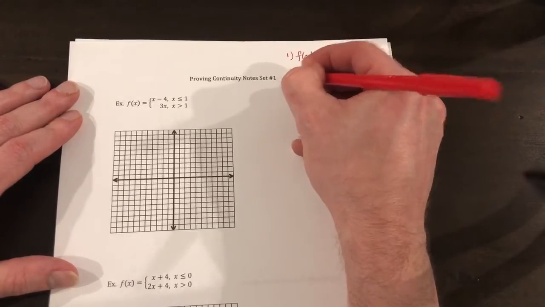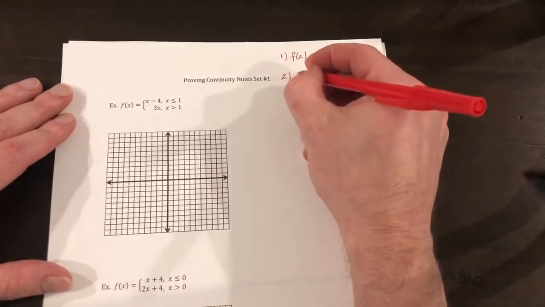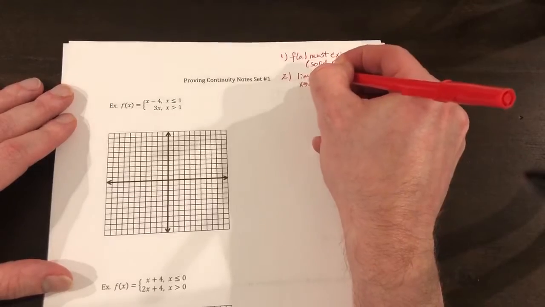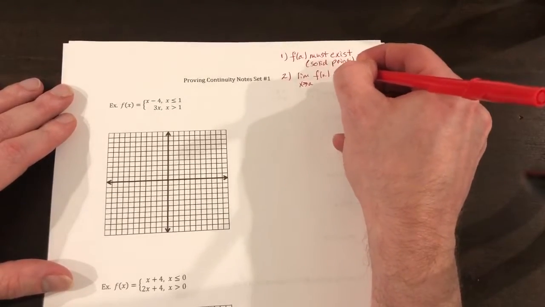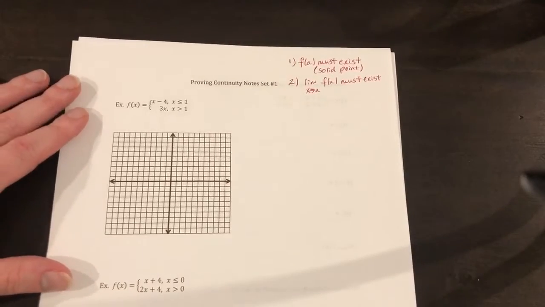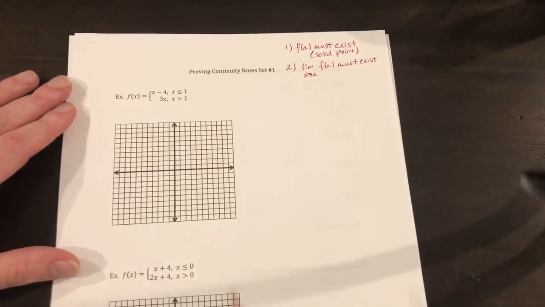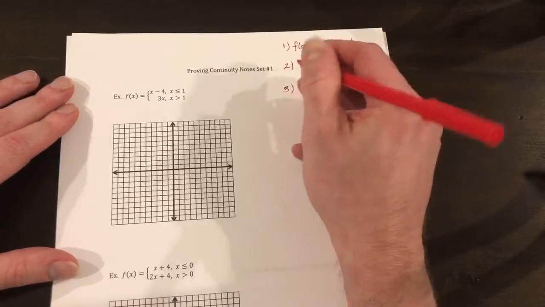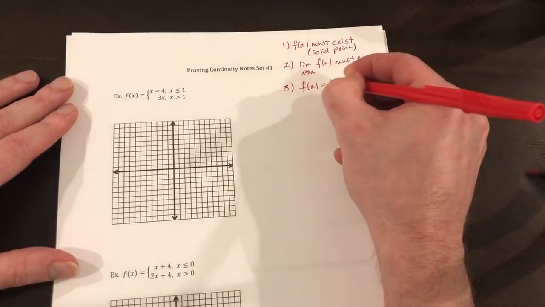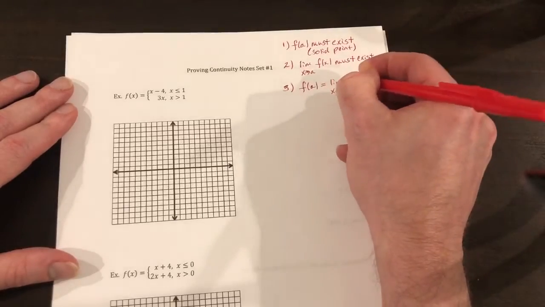The second step: the limit as x approaches a of f of x must exist. That means the left-hand limit has to equal the right-hand limit. And the third step of continuity is f of a equals the limit as x approaches a of f of x.